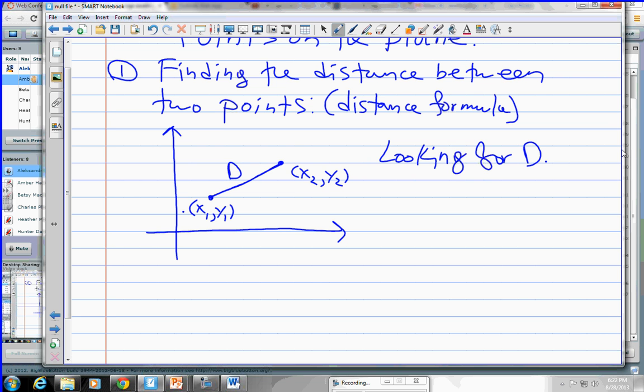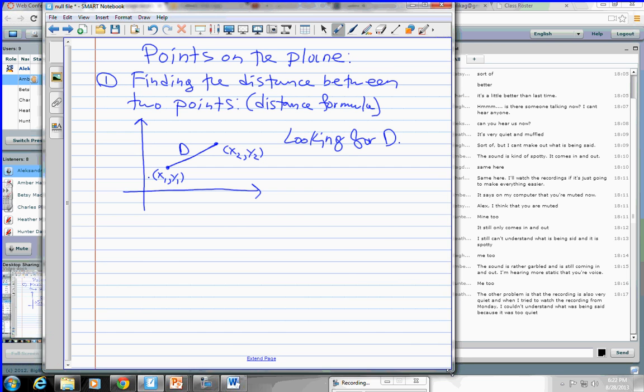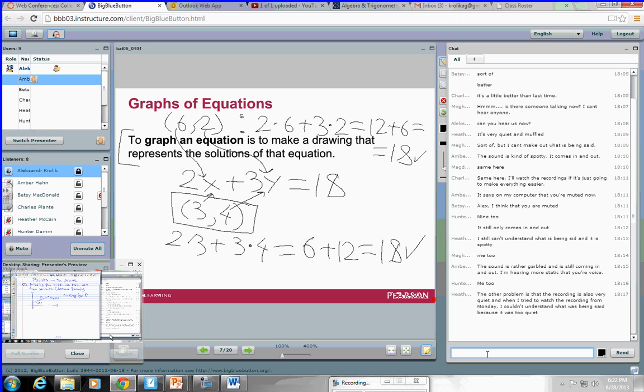How many of you know how to do that? Well, that would be the slope of that line. I'm not looking for the slope. I'm looking for the actual length. A squared plus b squared equals c squared. Very good. We're going to use the Pythagorean theorem.